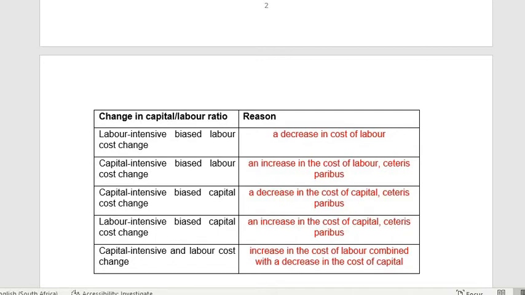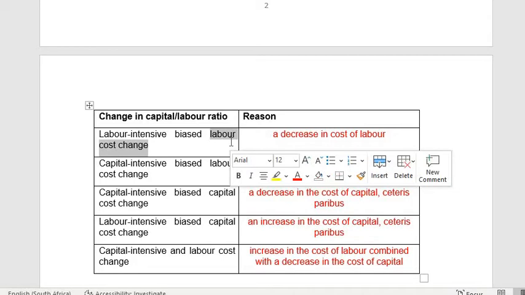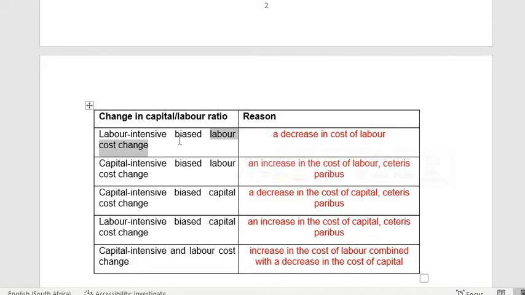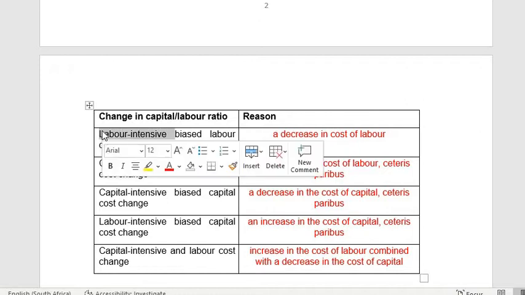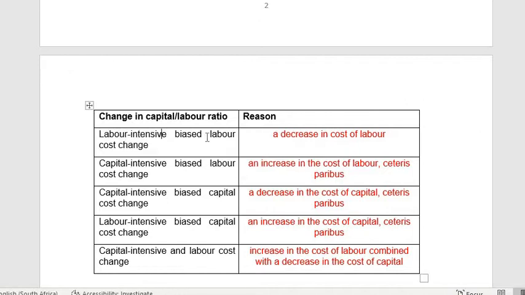Right. I think it's also a bit tricky or challenging to understand what the statement over here means. But I'll just explain with one of them, and then you need to apply that logic to the other questions here. So this says a labor intensive bias labor cost change. I like reading the last bit first. So you have a labor cost change that made the firm labor intensive. From your knowledge of economics, what type of labor cost change will make the firm labor intensive? A decrease in the cost of labor.